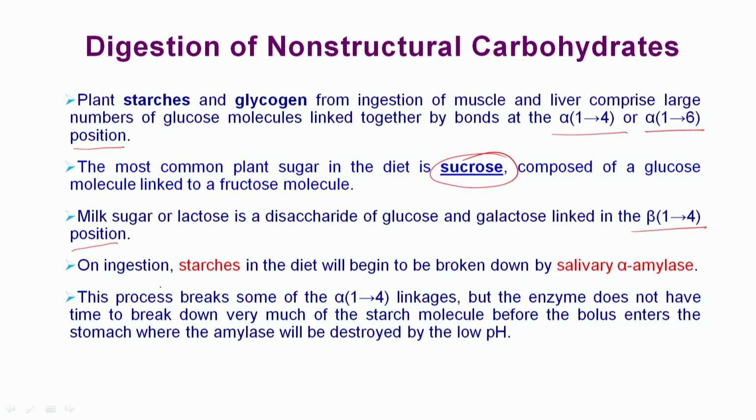On ingestion, starch in the diet will begin to be broken down by salivary alpha amylase. This process breaks some of the alpha 1,4 linkages, but the enzyme does not have time to break down very much of the starch molecule before the bolus enters the stomach, where the amylase will be destroyed by the low pH. So salivary amylase will be destroyed by the low pH. It acts only when the pH is neutral.